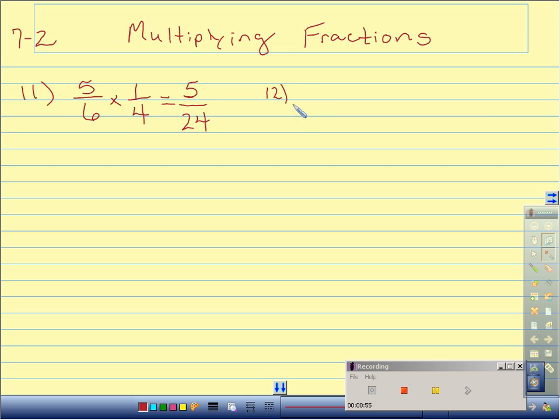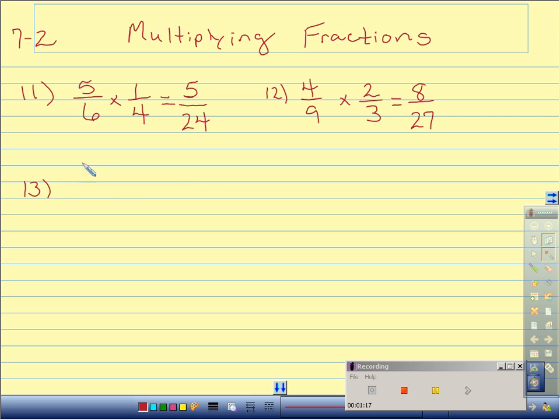Number 12, 4/9 times 2/3. Cross reduce. I can't, so go ahead and multiply straight across. 4 times 2 is 8. 9 times 3 is 27. Simplest form.